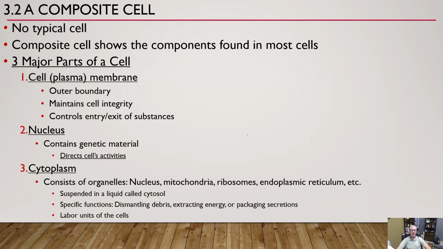But what we find is that cells, for the most part, have 3 common parts. They all have a cell membrane or a plasma membrane. They all have a nucleus and they all have a cytoplasm. Now, the cell membrane, I think, as you should know, is that outer boundary. It maintains the cell's integrity, and it controls the entry and exit of substances. It will allow sodium, potassium to come in. It will allow calcium to come in, a lot of ions, a lot of chemicals.